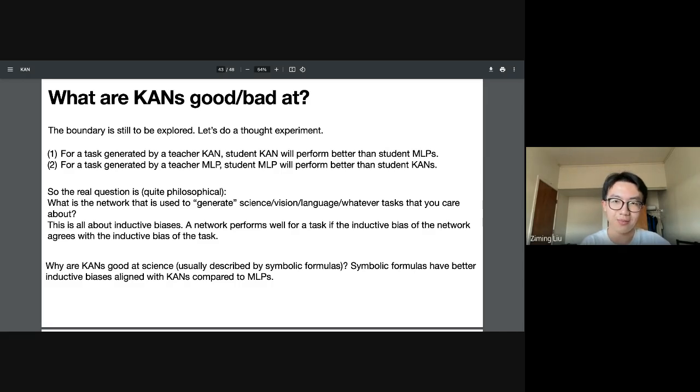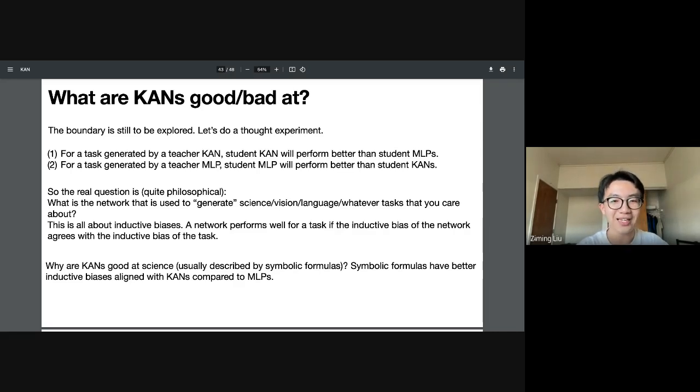Maybe we can do a thought experiment. Let's think about a teacher-student setup. If a task is generated by a teacher KAN, then a student KAN will perform better than a student MLP. On the other hand, if the task is generated by a teacher MLP, then a student MLP will perform better than a student KAN. So the real question is, if the physical world that we care about is generated by some network, is it more likely to be generated by KANs or by MLPs?